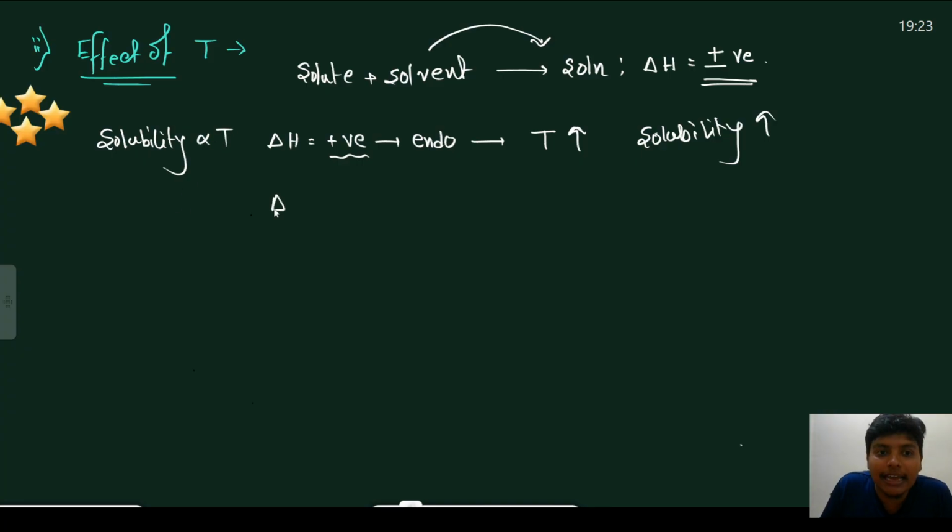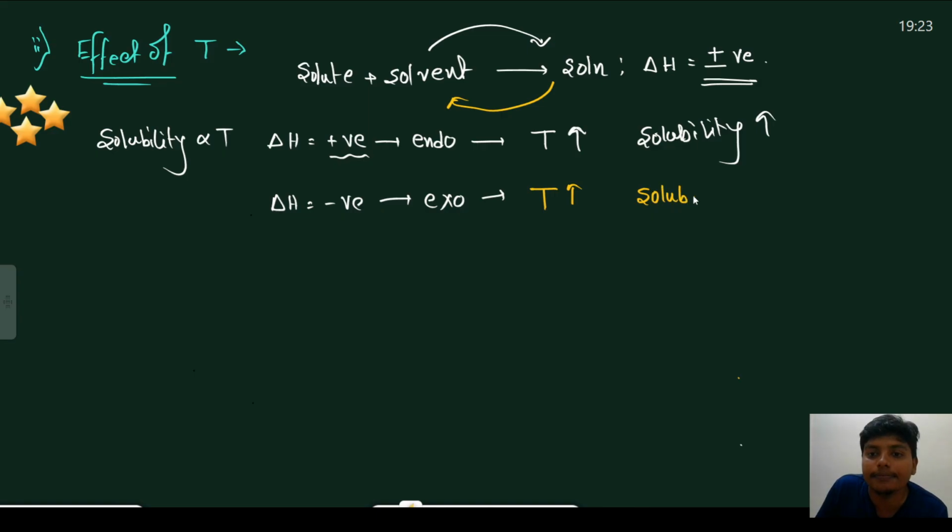And if delta H is negative, then what will happen? It is an exothermic reaction. If you increase temperature, it is already giving heat, and you are adding more, so according to Le Chatelier's principle it will go backside. So for delta H negative, exothermic, if you increase temperature, solubility will decrease. This is very important. Understood this? That is the reason behind it.